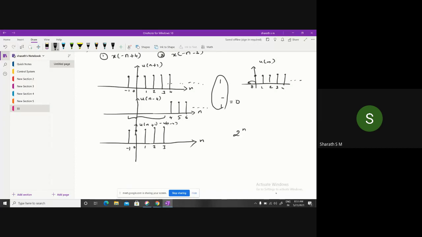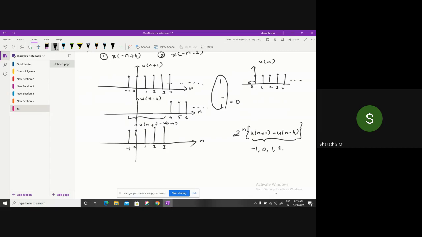The required signal is 2 power n u of n plus 1 minus u of n minus 4. So already we have the signal u of n plus 1 minus u of n minus 4. What is the range of the signal now? Minus 1 to plus 3, that is minus 1, 0, 1, 2, 3.